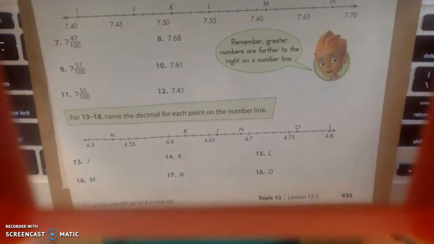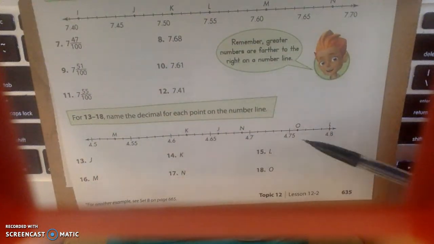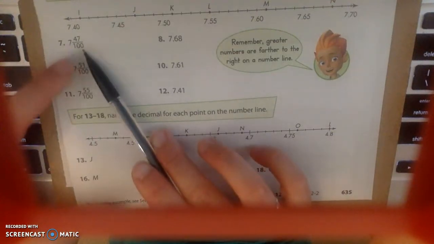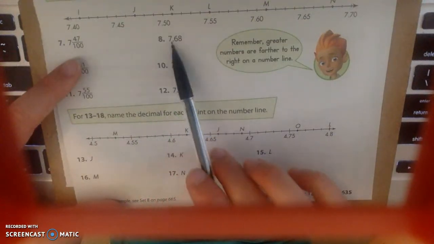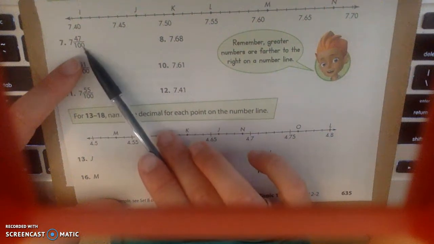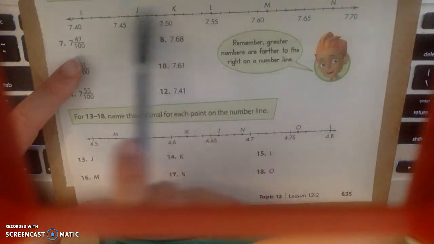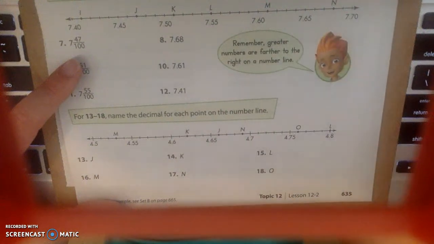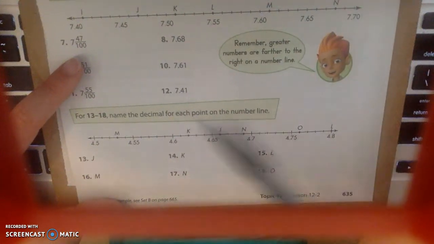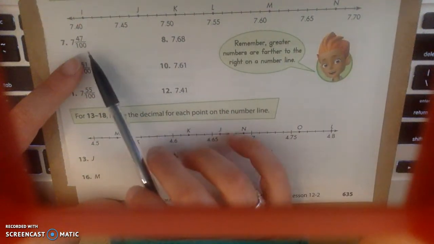We're not going to do all of these, we're just going to do a few. The only difference here between 7 and 8 is that 7 they've written as a fraction, 8 they've written as a decimal. As you can see here, our number line is written as decimals, but that's okay. These are all representing hundredths.